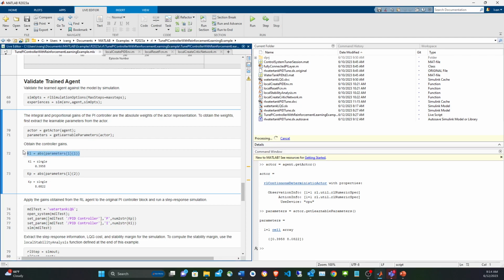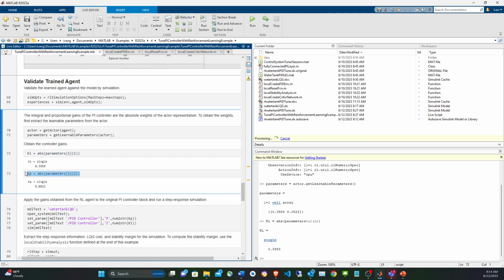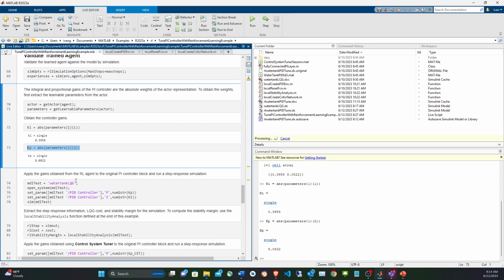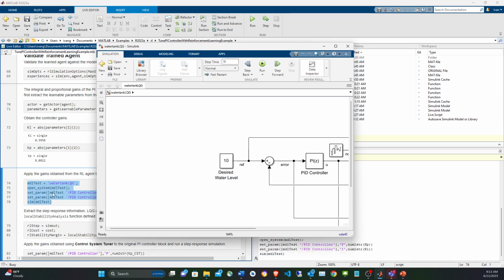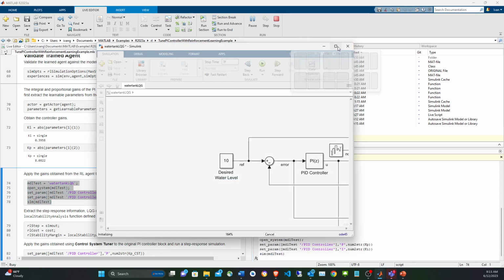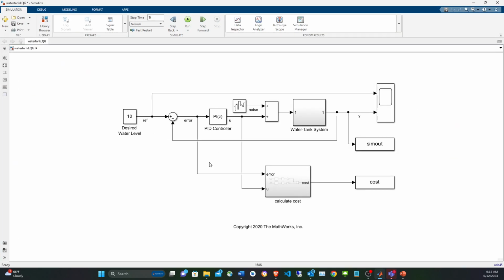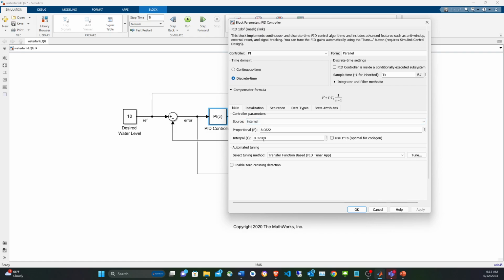But anyway, we have the parameter for the integral part and the proportional part, and we're going to put those in the original model. For the PI controller we're going to use the path to the blocks, and those are the parameters, the P and the I parameter, and we're going to put those 2 values that we just had in here. You can see it in here. Okay, so you can see in the PID controller that we have 8 and 0.4. Those are the values that we obtained from the reinforcement learning.